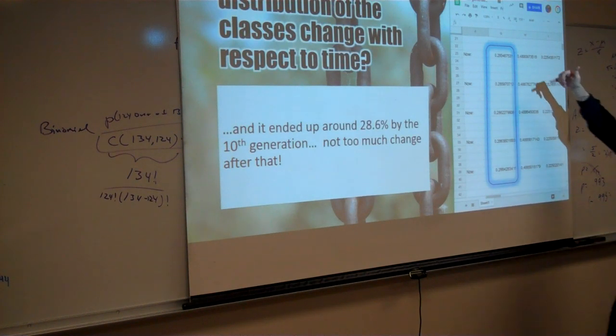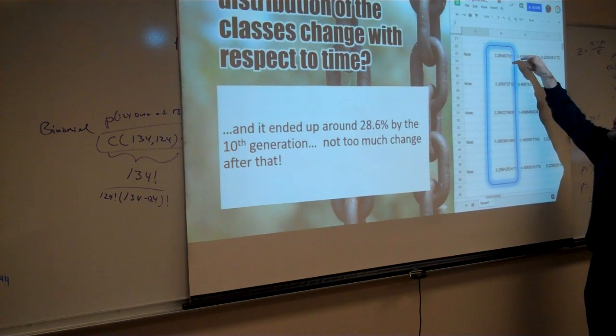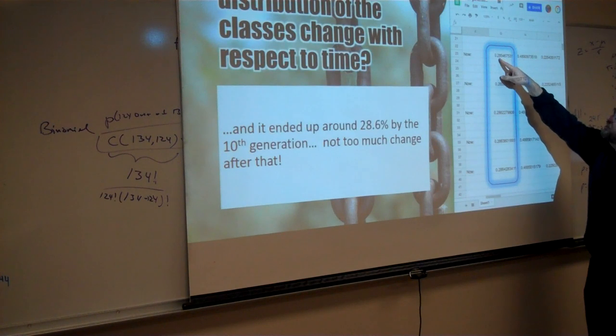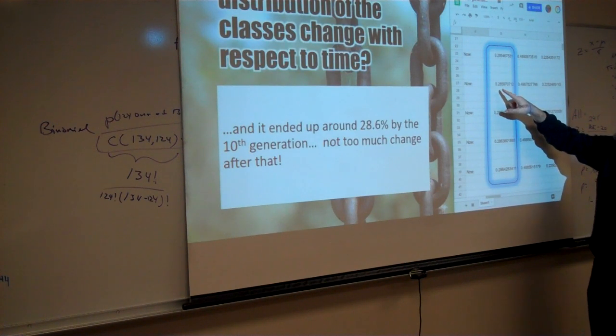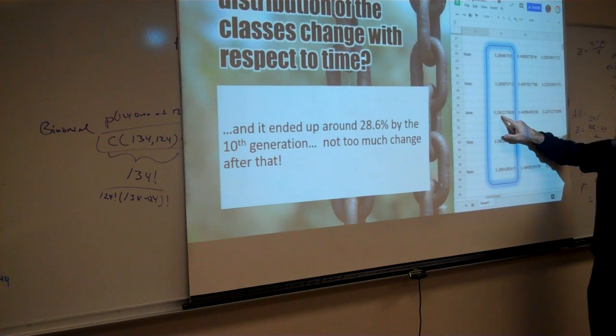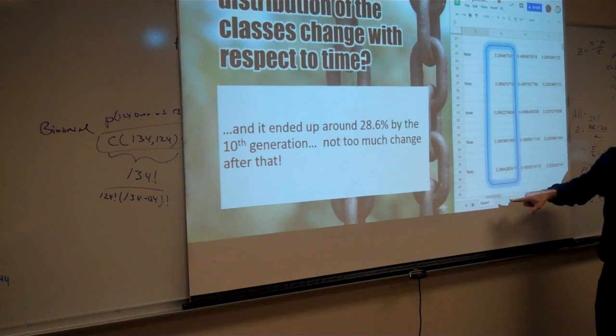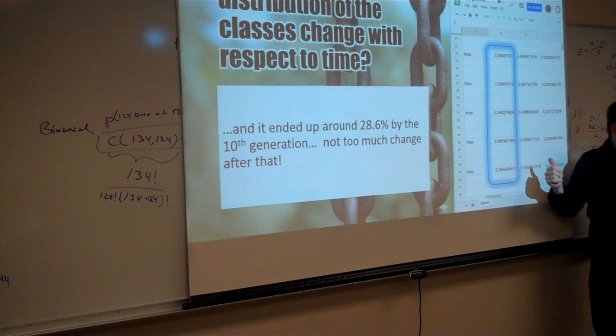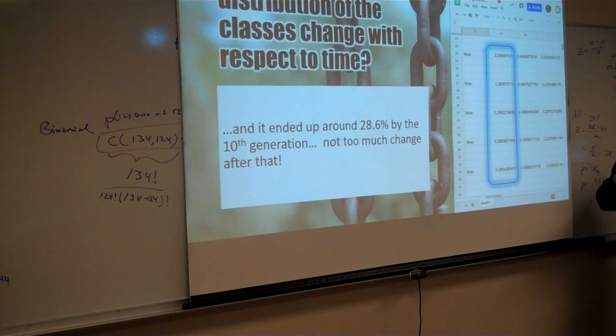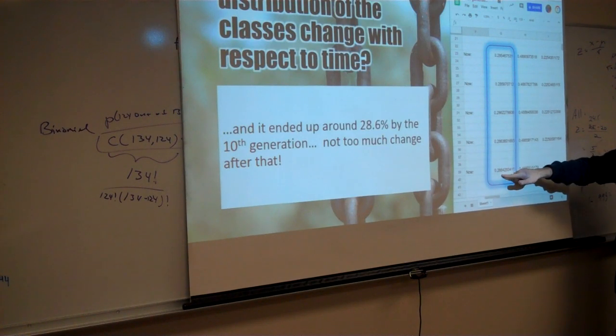Notice though, we've actually been at about that for several generations. At the 6th generation, we were pretty close to 28.6, pretty close at 7th, pretty close at 8th. See how we kind of hit some sort of equilibrium? After a number of generations, we aren't changing the number of people in group 1 very much.